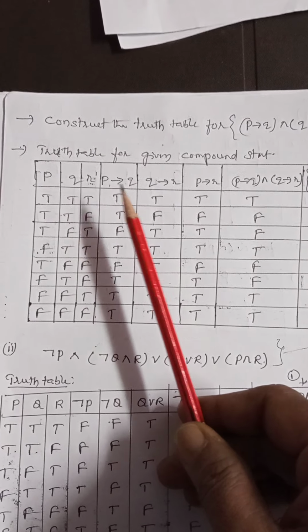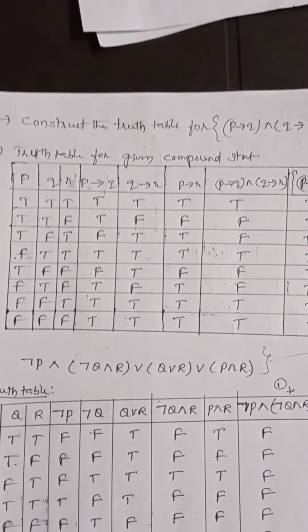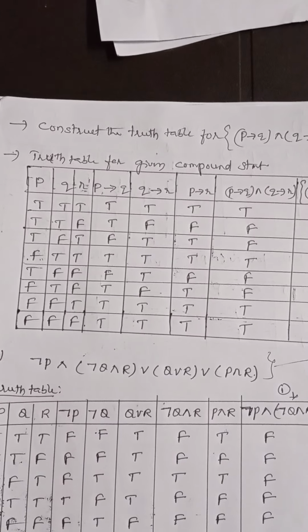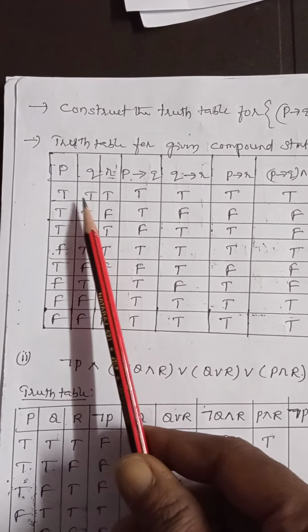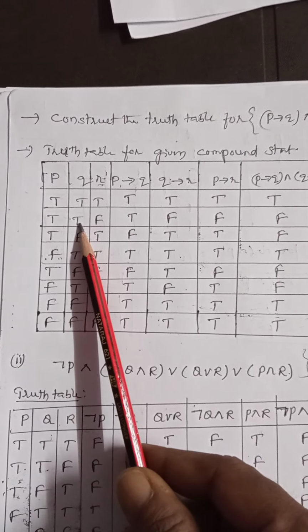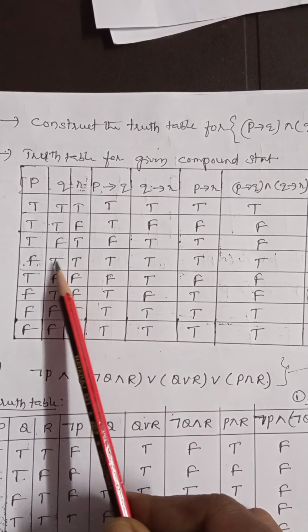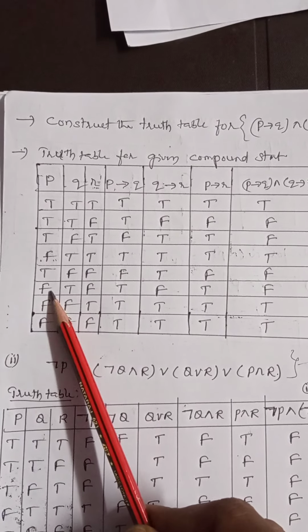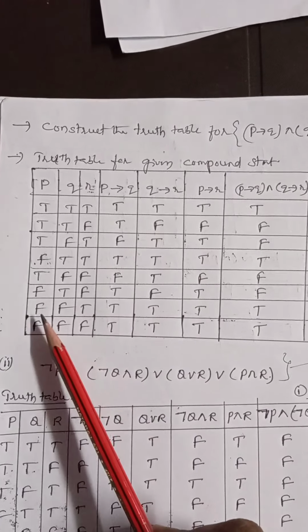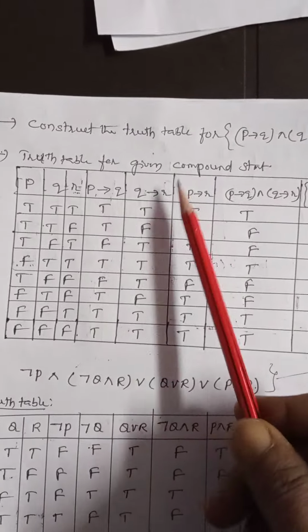Now we are writing the implication P arrow Q. What do you mean by implication? You have to remember one statement: a true statement cannot imply a false statement. Now, P, Q: true implies true, true. True implies true, true. True implies false, false. False implies true, true. True implies false, false. False implies true, true. False implies false, true. False implies false, true.